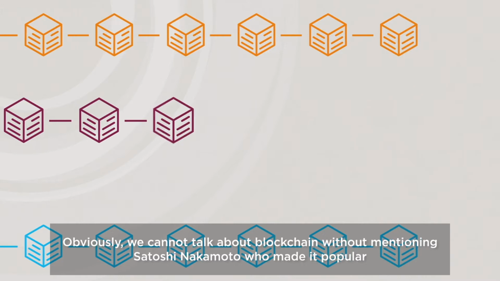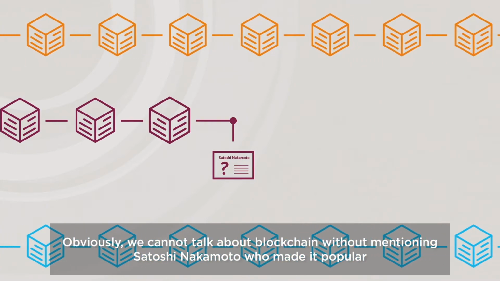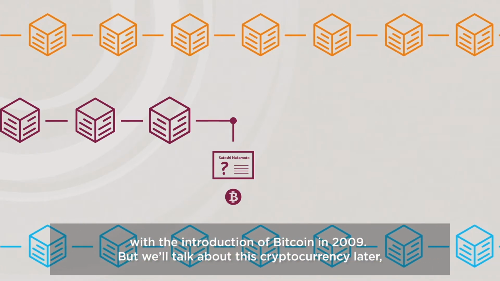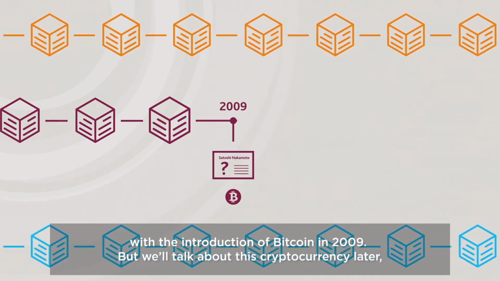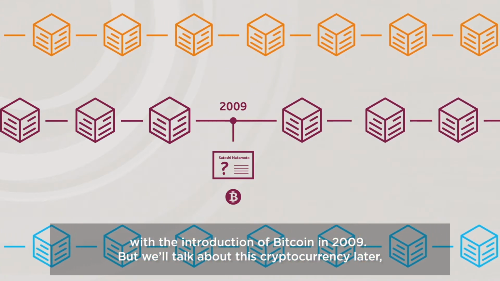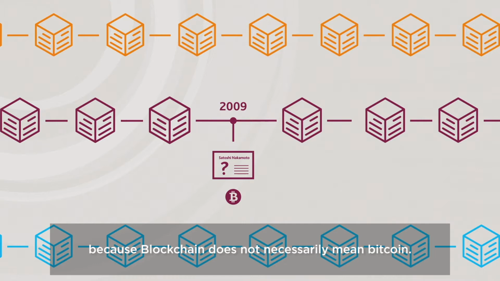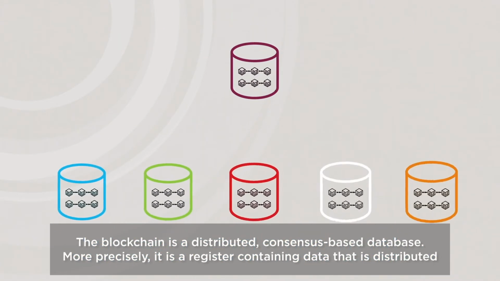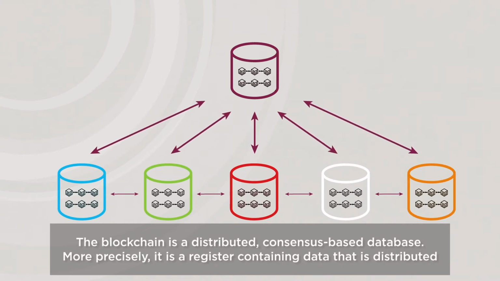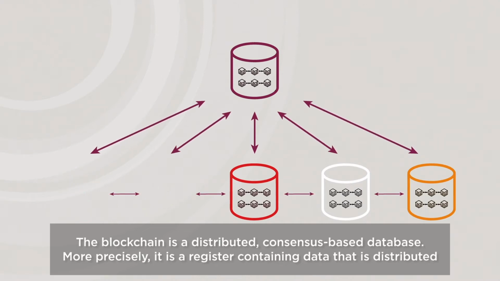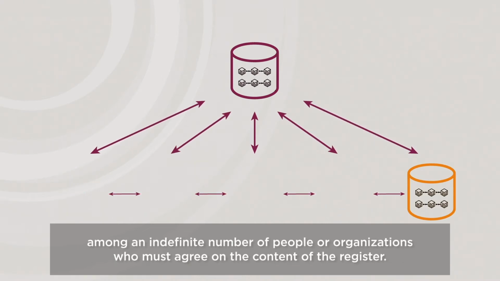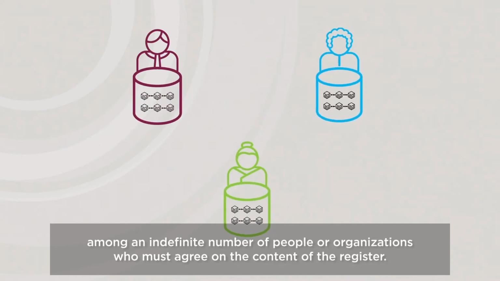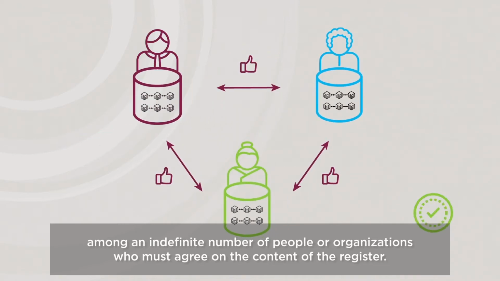Obviously, we cannot talk about blockchain without mentioning Satoshi Nakamoto, who made it popular with the introduction of Bitcoin in 2009. But we'll talk about this cryptocurrency later, because blockchain does not necessarily mean Bitcoin. The blockchain is a distributed, consensus-based database. More precisely, it is a register containing data that is distributed among an indefinite number of people or organizations who must agree on the content of the register.